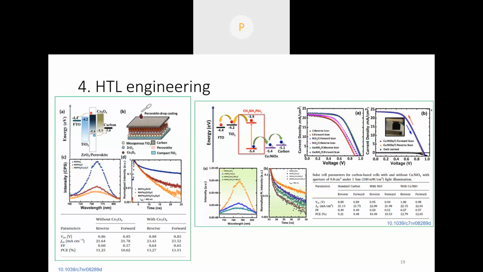Whenever you are selecting some material, you need to select in such a way that the conduction band should be near to the conduction band of your absorber, and similarly the valence band also. Later on, it doesn't matter. Next, Rishabh.